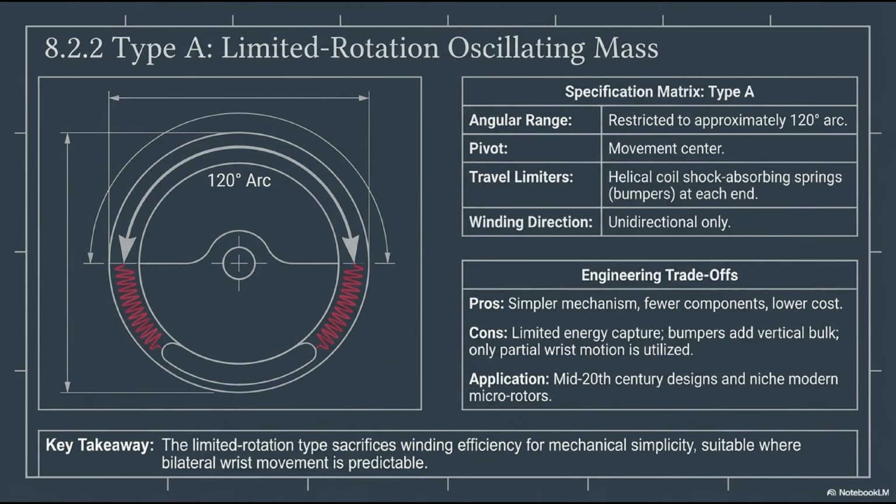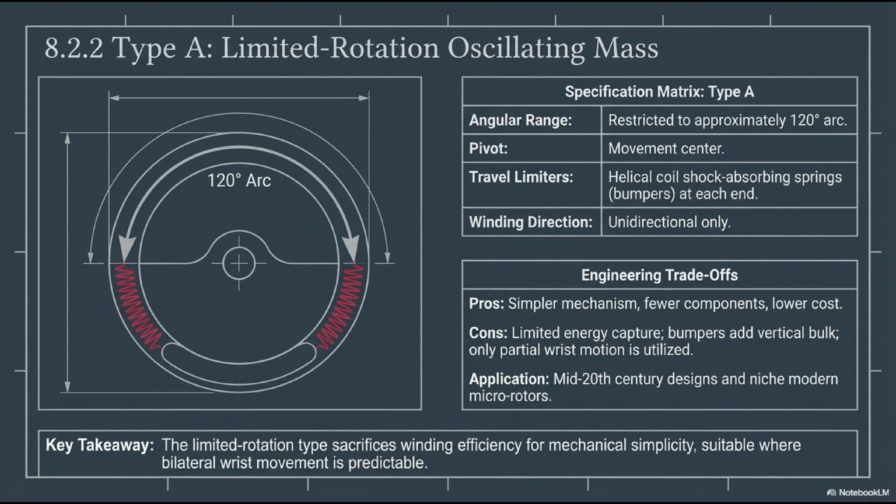As we saw in the historical overview, oscillating masses generally fall into two distinct types. Here is Type A, the limited rotation oscillating mass, commonly known as a bumper. Look at the specification matrix. The angular range of this mass is strictly restricted, typically to an arc of about 120 degrees. It pivots at the movement center, but it cannot spin freely. To prevent catastrophic damage when the heavy mass reaches the end of its travel, limiters in the form of helical coil shock absorbing springs are installed at each end of the arc. Furthermore, these older bumper systems almost exclusively utilize unidirectional winding.